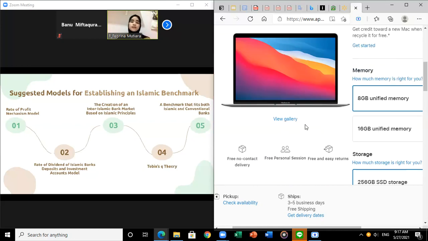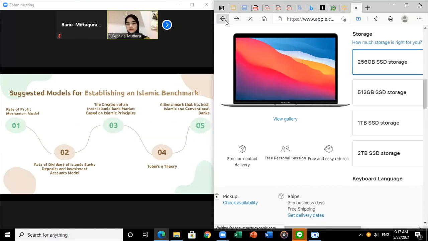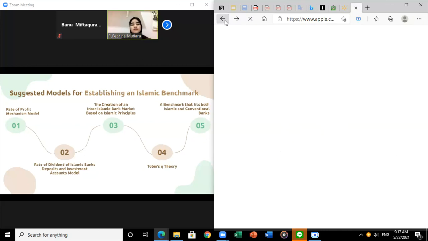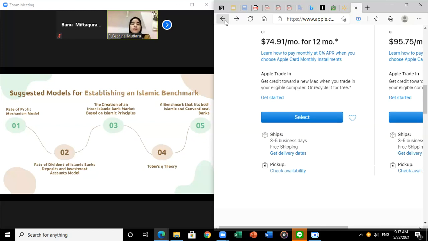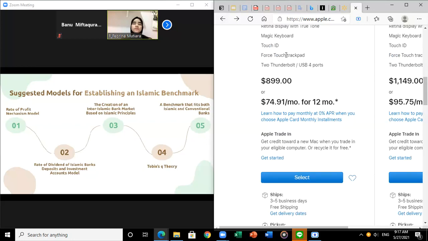Then the third is the creation of an inter-Islamic bank market based on Islamic principles. This is also suggested by an expert. According to him, the purpose can be achieved by creating a common pool which invests in asset-backed instruments like musyarakah, ijarah, etc. If the majority of the asset pool is in tangible form, like lease property, its units can be sold and purchased on the basis of their net asset value determined on a periodical basis.